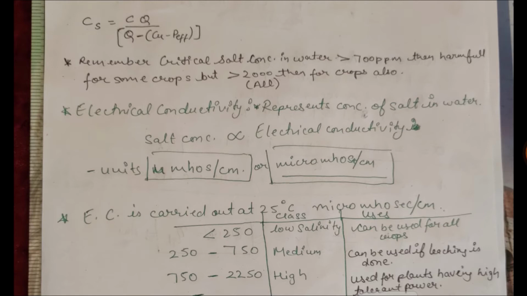First is critical conductivity. What does it mean? The name itself suggests the conductivity of electricity in the water which we are supplying to irrigate. So what is electrical conductivity? It represents the concentration of salt in water. This means salt concentration is directly proportional to electrical conductivity. Remember the units of electrical conductivity: it is measured in microsiemens per centimeter.